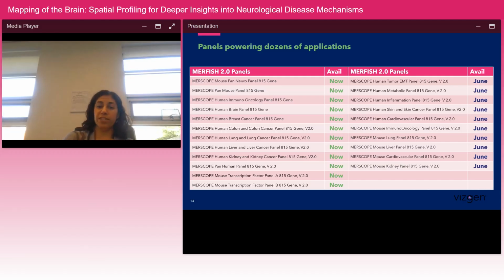In April of this year, we basically doubled the number of panels we had available. And by the end of this month, we will have quadrupled the number of panels we have available. So you can see from this list, we have panels that cover a vast range of tissues, disease states, and functional states in both human and mouse. And today I'm specifically going to highlight some of the work we've done with the mouse transcription factor panel in both the panel capacity and the add-on capacity.